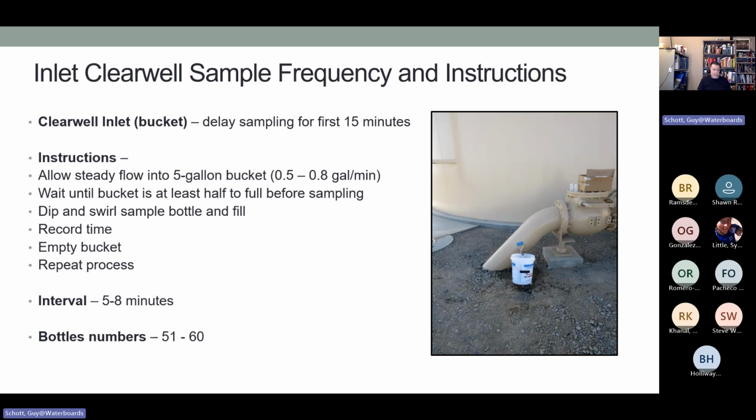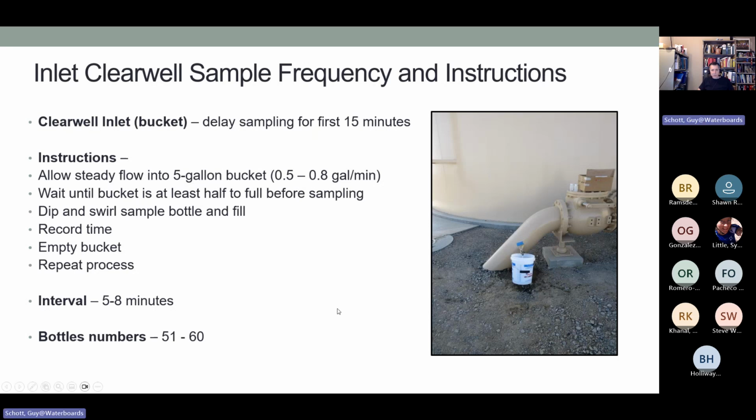Then you take your bottle, dip it in, swirl your hand in the bucket just to make sure everything's mixed up, and then sample. Take your sample, record the time, dump the bucket, and then start over again. You should be taking a sample every 5 to 8 minutes. The bottle numbers you're going to use are 51 to 60, so you have at least 10 bottles to do this. That should be plenty to get a good picture of what the dose is.